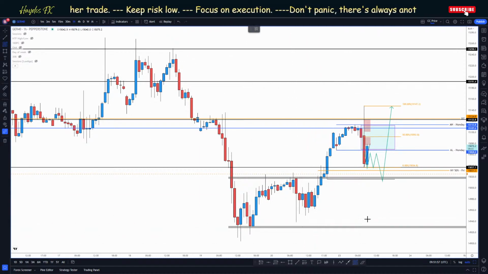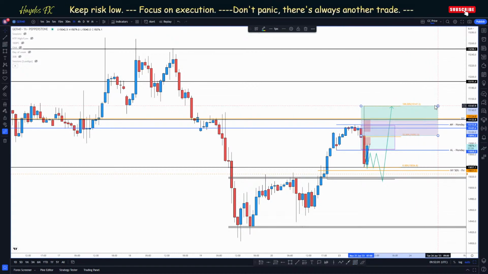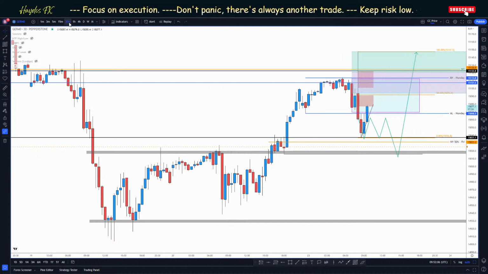Yeah, I'm still in this one long as well. Oh, long, oh, yeah, okay. I want to fill those two imbalances. I did get stopped out and I was hoping to retest that high, but I'm happy if it just takes out those two imbalances and I'll probably close that.